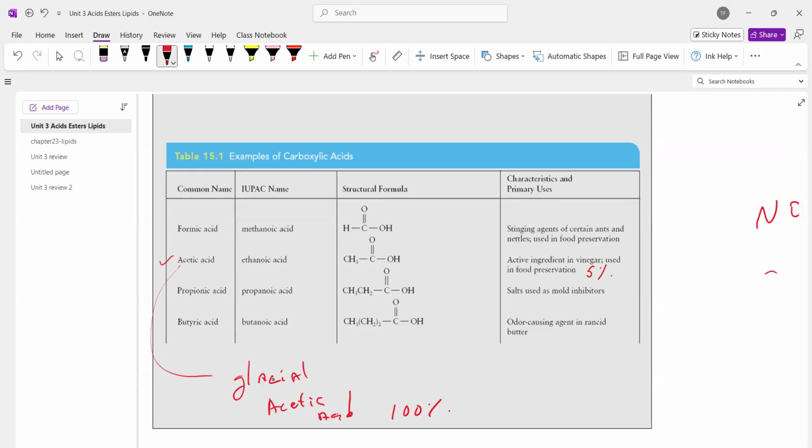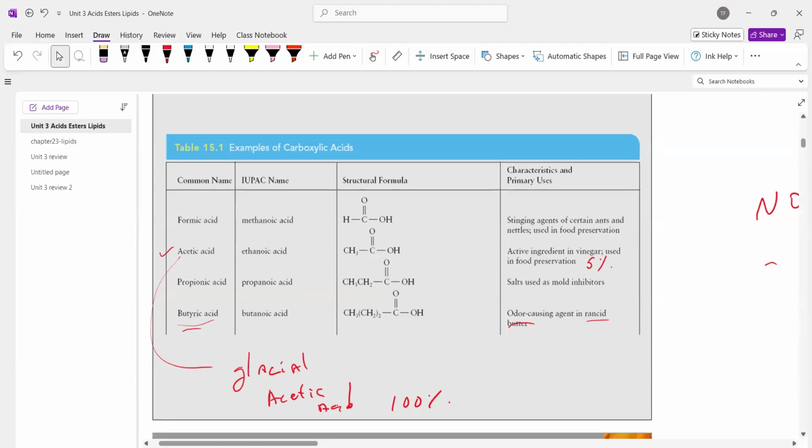Propionic acid and butyric acid are frequently used in various household applications, commercial applications. And you've experienced some of this stuff not knowing what you were experiencing. Whenever cream goes bad, there's a particular odor, and that's butyric acid you're smelling. It's a very unpleasant odor. Here they say rancid butter, but usually it's rancid cream, of course, since butter's made from cream, that it usually comes from.